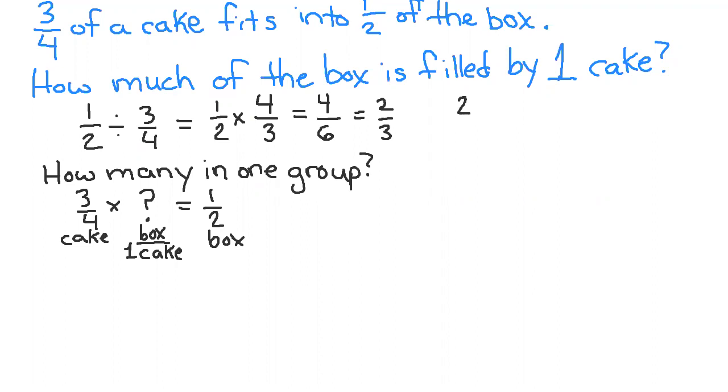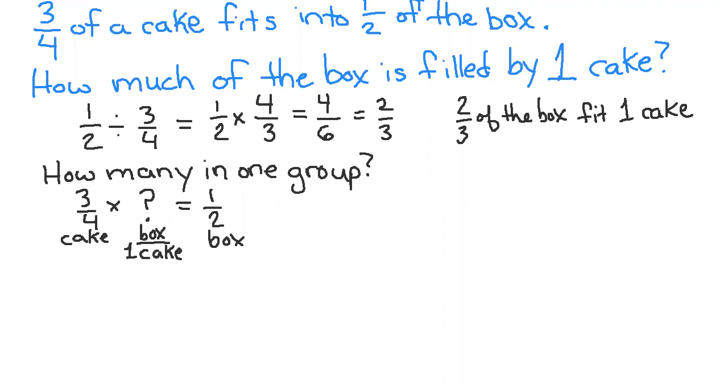So we see that 2/3 of the box is full if we put in one cake. All right, this is the invert and multiply algorithm. But we can visualize this math in several different ways.